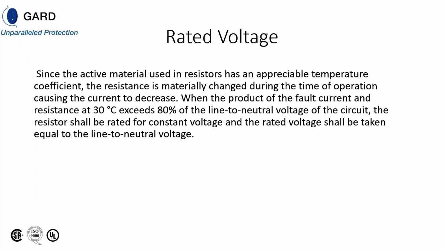When the product of the fault current and the resistance at 30 degrees C exceeds 80% of the line to neutral voltage, the resistor shall be rated for constant voltage at the rated voltage. Typical resistors are always going to be rated for the line to neutral voltage. If you have a 600 volt system, your rated voltage is going to be 347 volts. If you have a 13.8 kV system, your rated voltage is going to be 8,000 volts.